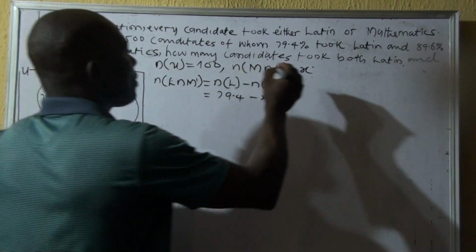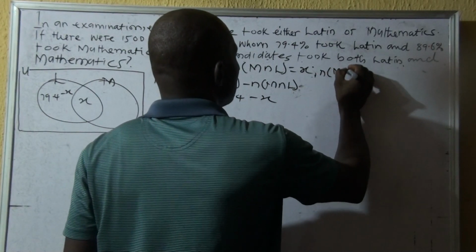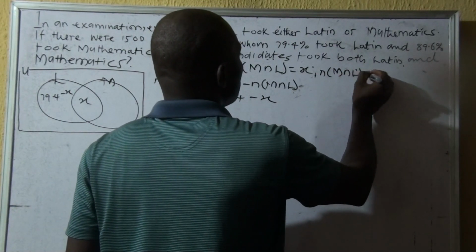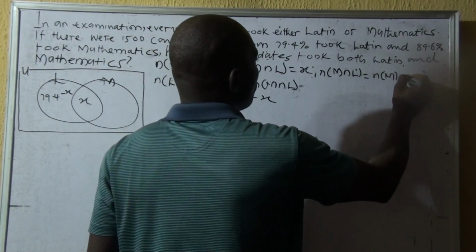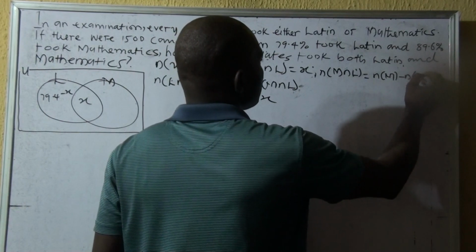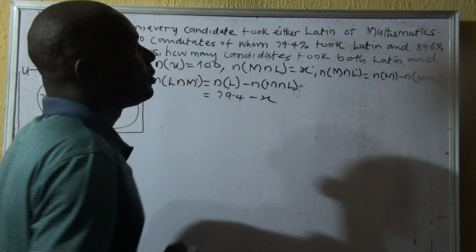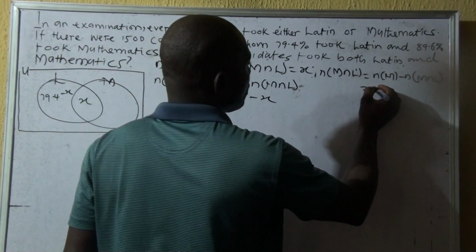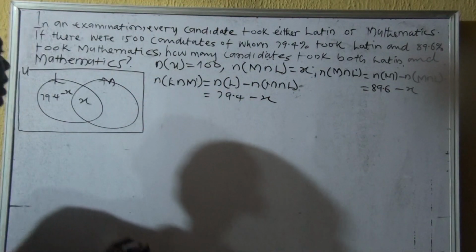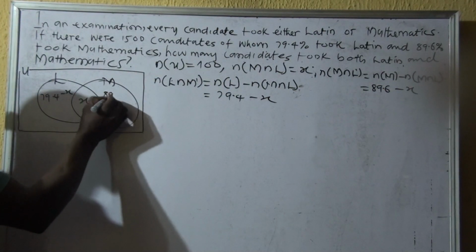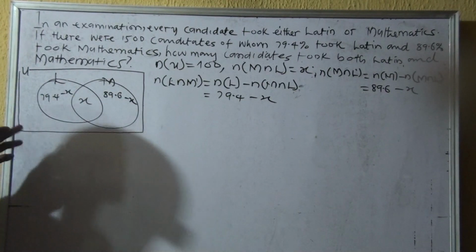Then similarly, the number of those who did mathematics only simply means the number of mathematics minus the number of those who did mathematics and Latin. So here, this is going to be 89.6 minus x. Okay? So we'll manage it this way.